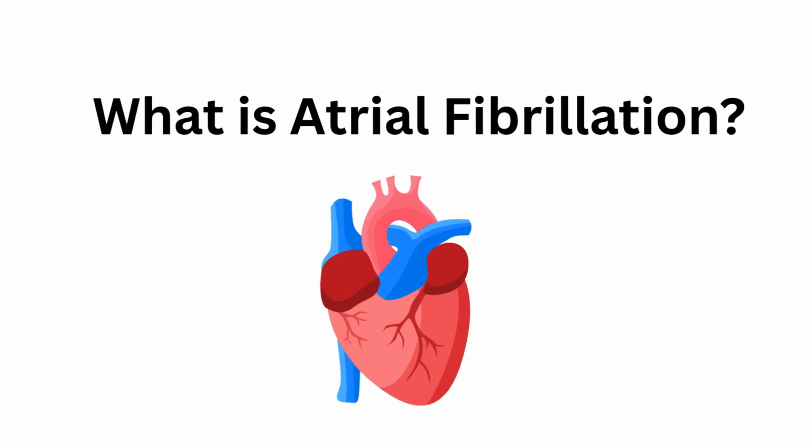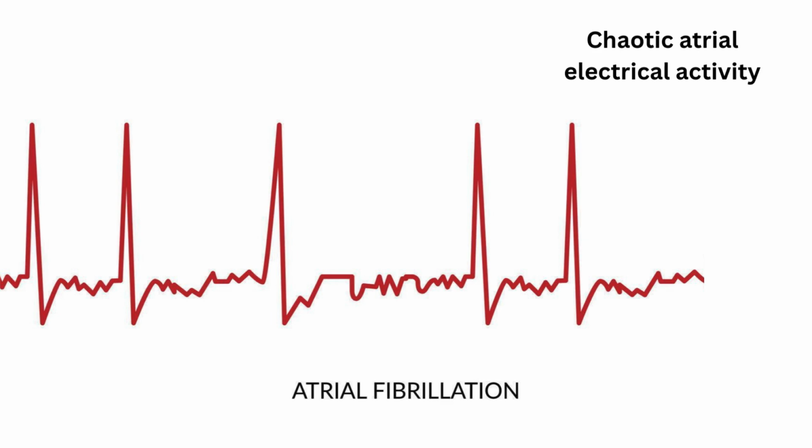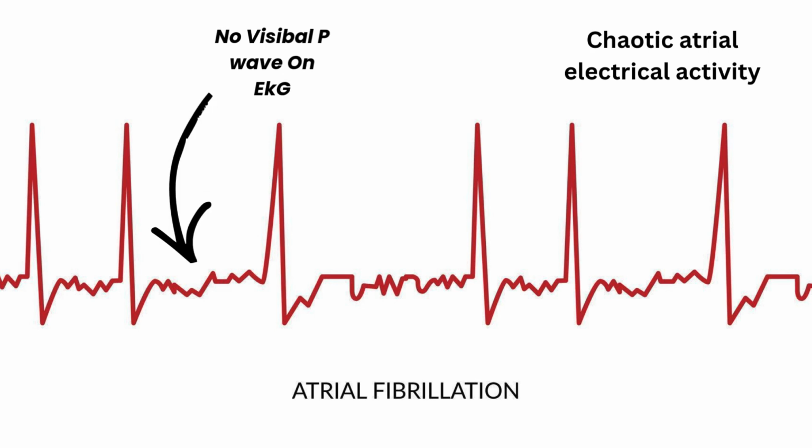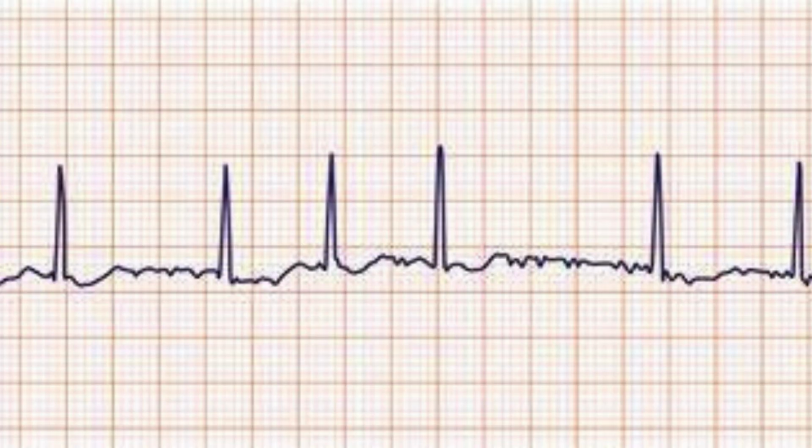approach. Let's start. Atrial fibrillation is chaotic electrical activity in the atria. Instead of one organized impulse coming from the SA node, there are hundreds of tiny electrical impulses firing randomly in the atria. Because of this, the atria do not contract effectively, and this is the main reason why P waves disappear on the ECG. The first thing you should always check on an ECG is the rhythm.